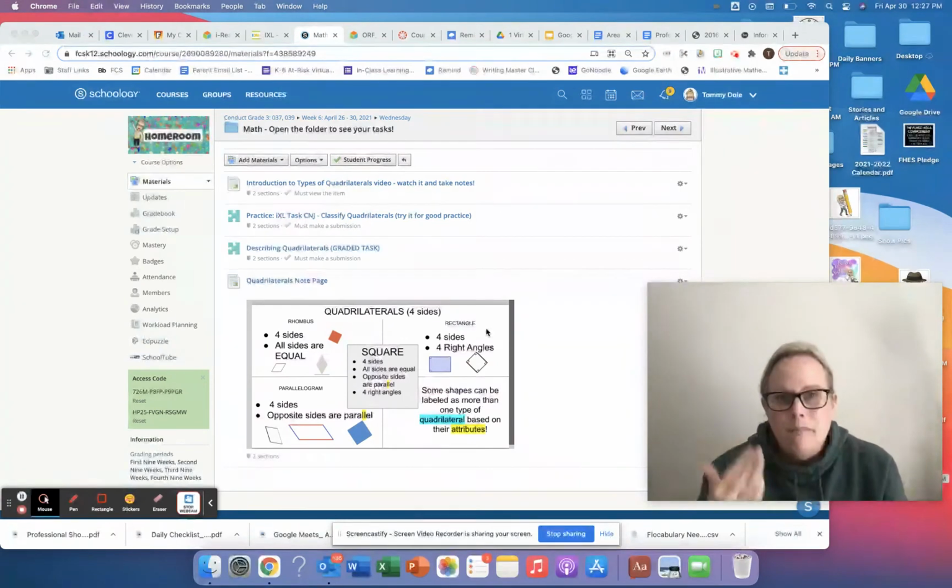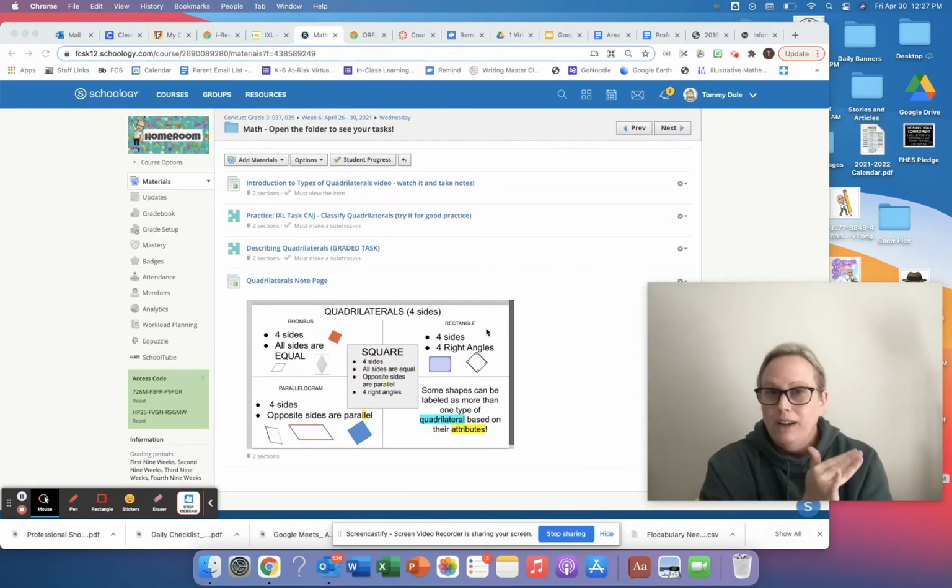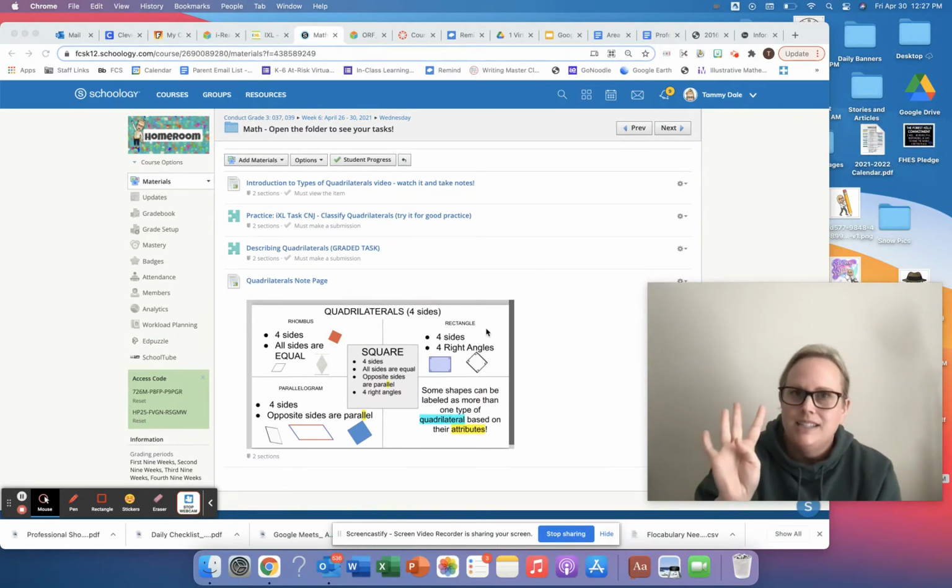And it doesn't matter if there's two short sides or two long sides. There could be four long sides. There could be four short sides. There could be two long and two short. But that's not what makes the shape a rectangle. What makes the shape a rectangle are the number of sides and having four right angles.